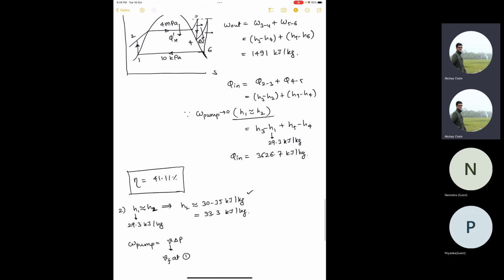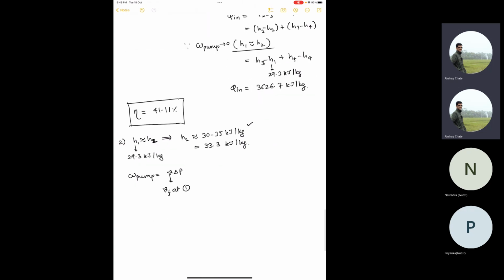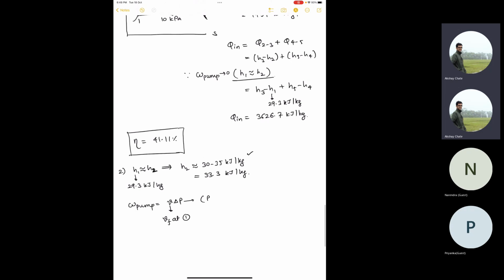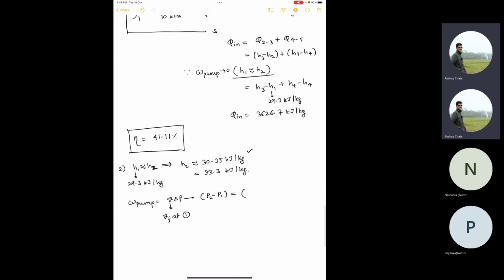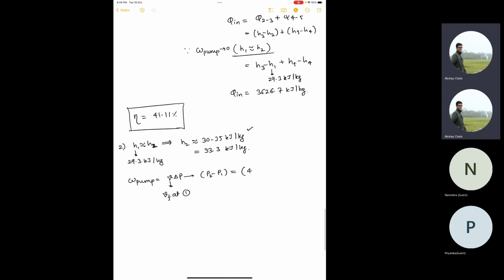So you can look at the steam table and you can get Vf, and this delta P will be P2 minus P1, where P2 is 4 megapascal. If you convert it into kilopascal, it will be 4000 minus 10, which will be 3900 kilopascal. So that way you can find pump work also.